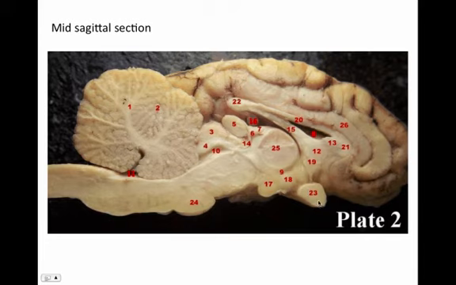Structure 23, name this structure: the optic chiasm. And now let's look at the brainstem. First of all, we can pick out, name this little pouched out structure here: the pons. Superior to the pons, the midbrain. Inferior to the pons, medulla oblongata.